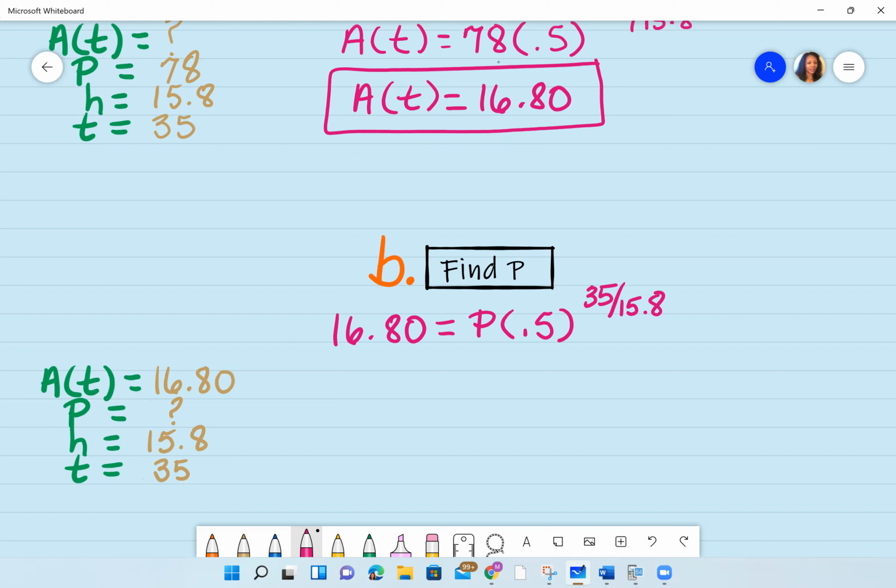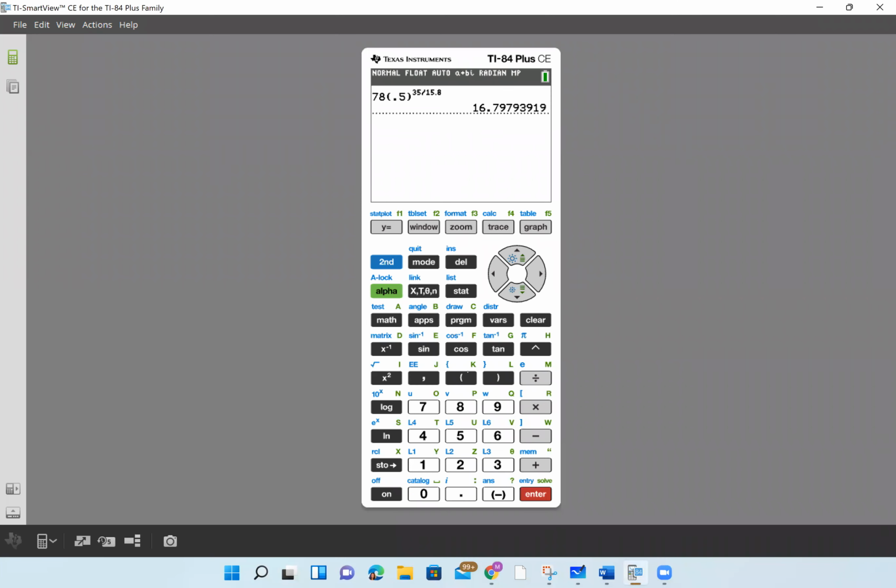Wherever I see the variable, I just substitute it in. If I don't see a variable, if there's a question mark, then I just go ahead and use the variable that is shown. In this instance, what I want to do is just simplify my exponent. So the base 0.5 is raised to that 35 over 15.8. So that's what I'm going to put in my calculator. 0.5 is raised to 35 divided by 15.8.